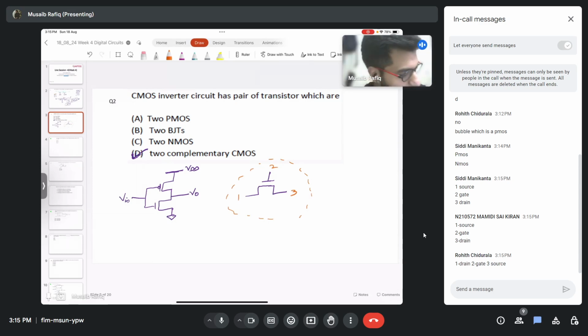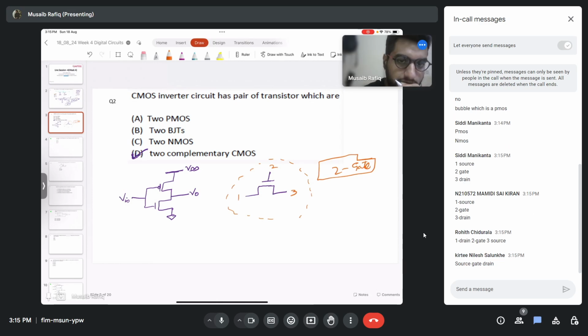So let me just tell you, 2 is gate. That's for sure. 2 is gate. I don't debate with that. But let me just ask you another question. How do you know 1 is source or 1 is drain, or 3 is the source or 3 is drain? How do you know? What was the logic behind picking 1 source or drain or 3 source or drain?